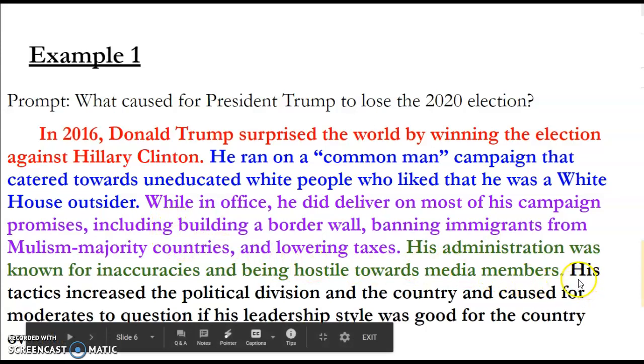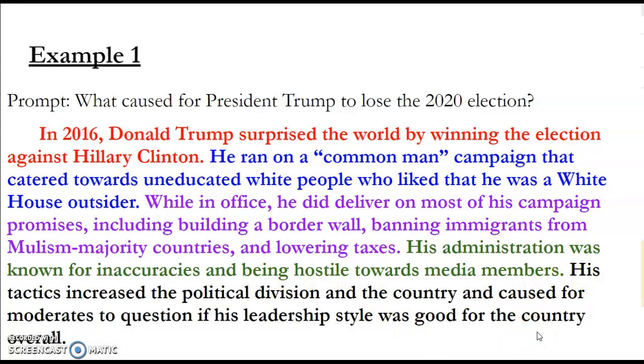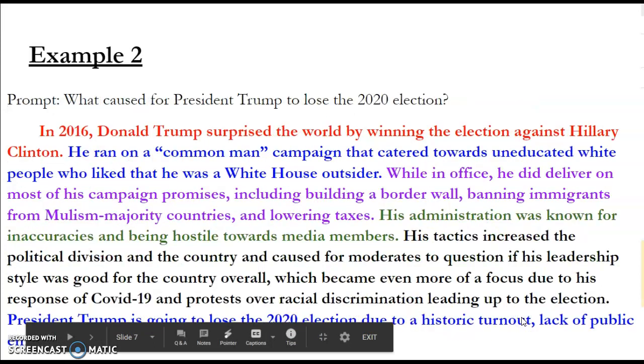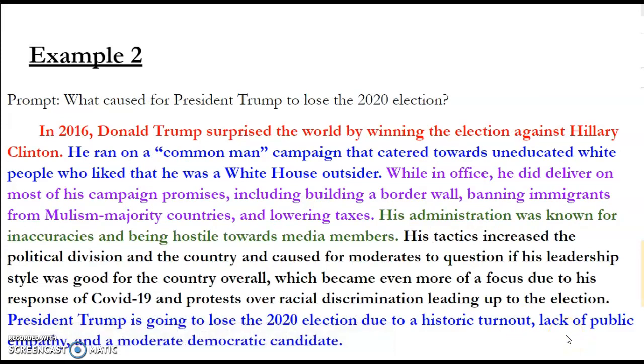This is my connecting sentence, the black sentence. His tactics increased the political division in the country, and caused moderates to question if his leadership style was good for the country overall. So this is now me starting to connect, hey, all this stuff right here, just so you guys know, it did lead to an increase in political division, and moderates did begin to question him because of this stuff right here, which then would naturally lead into my thesis, which is President Trump is going to lose the 2020 election due to a historic turnout, lack of public empathy, and a moderate Democrat candidate.